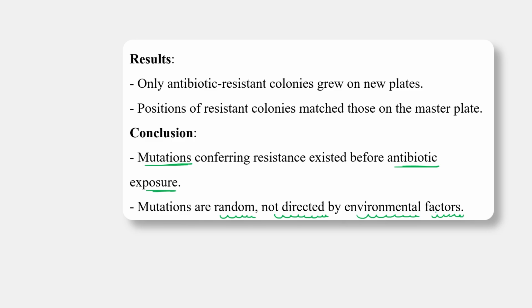did the bacterial colony develop the mutation? No, the mutations are already there in certain colonies which have the antibiotic resistant gene. They survive on the antibiotic containing plate. Those not having that gene are not able to survive. Okay, so this is the conclusion that mutations are random. These are non-directional by environmental factor.